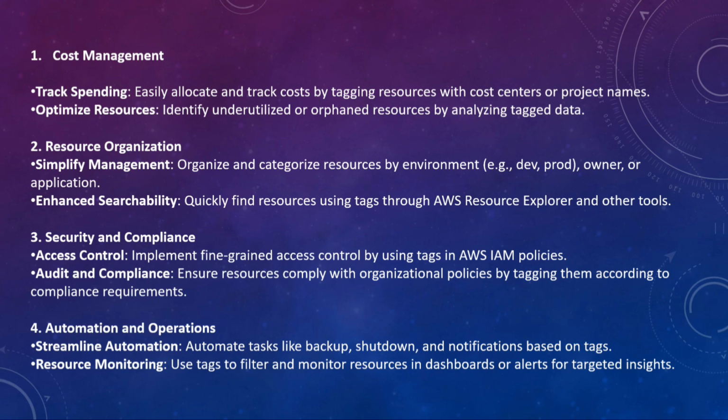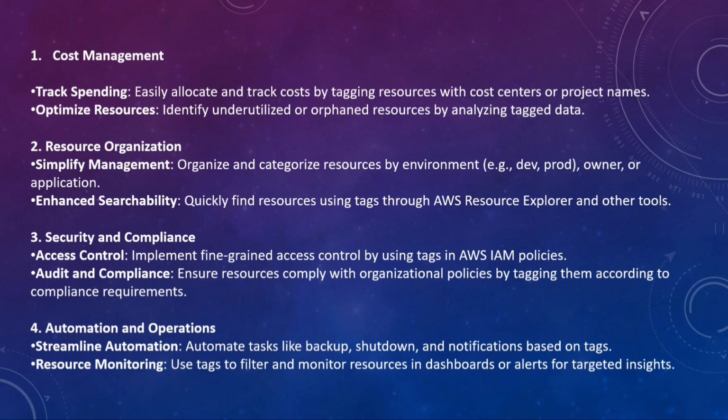The second one is resource organization. Simplify management: organize and categorize resources by environment like dev, production, prod, owner, or applications. Enhance searchability: quickly find resources using tags through AWS Resource Explorer and other tools.